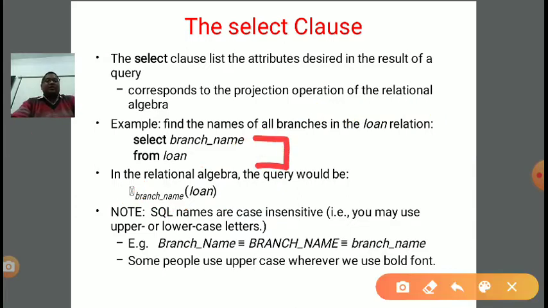Now one question may come to your mind: why haven't we written the where clause here? The point is that the where clause is used if and only if we require some condition.